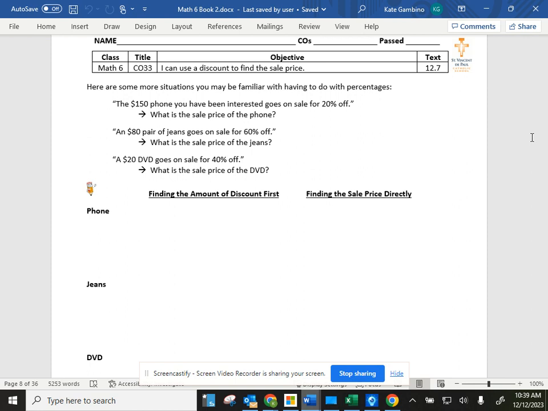This time we're doing something that we like to see at stores. We like to see sales. We like to see discounts because it means we are going to pay a less amount. So we like paying smaller amounts because then we can get more stuff for our money. So here are some more situations you may be familiar with having to do with percentages.